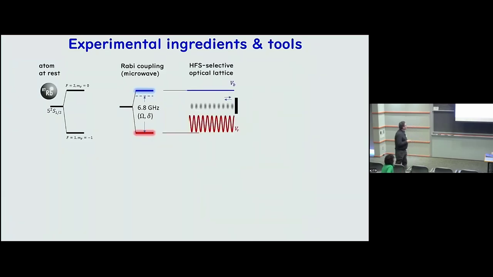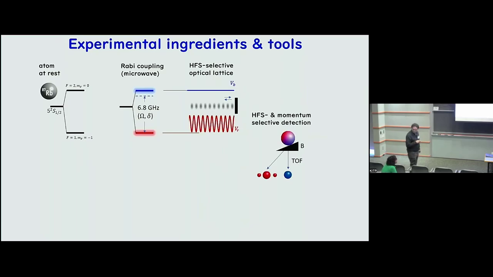And then what you do is you put this atom in an optical lattice. Each lattice well now acts as an emitter. What's important here is that the lattice only acts on one of the states. It doesn't act on the other one. Then to detect, you can detect how much is left in your emitter. After a while, you can detect what's coming out through time-of-flight techniques.